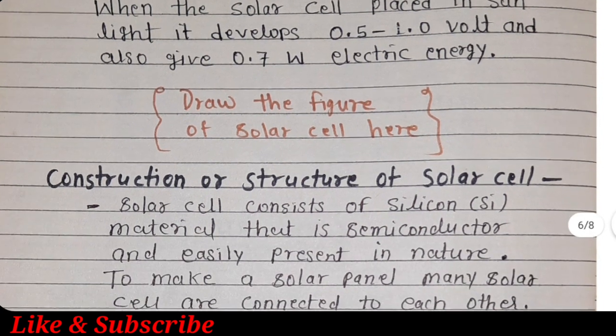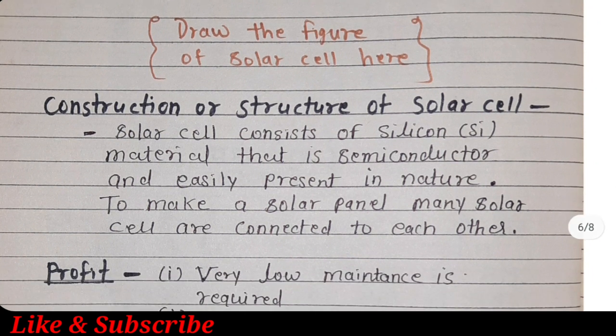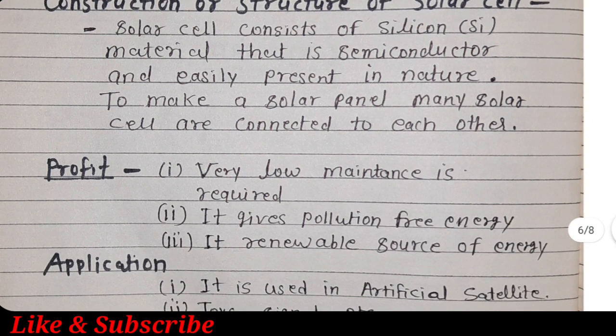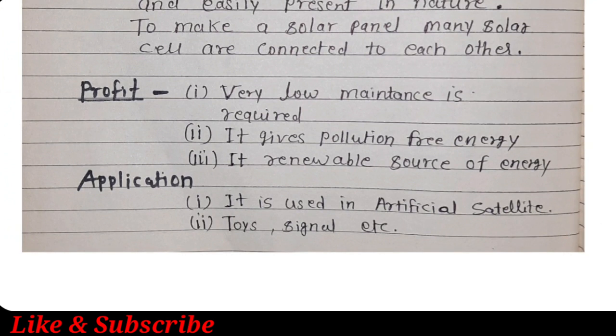Now let's talk about the construction or structure of the solar cell. A solar cell consists of silicon material, which is a semiconductor and easily present in nature. To make a solar panel, many solar cells are connected to each other. And what are the advantages of this solar cell? Basically, very low maintenance is required. Second, it gives pollution-free energy. Third, it is a renewable source of energy. And applications of the solar cell: it is used in artificial satellites, and also used in traffic signals, etc.